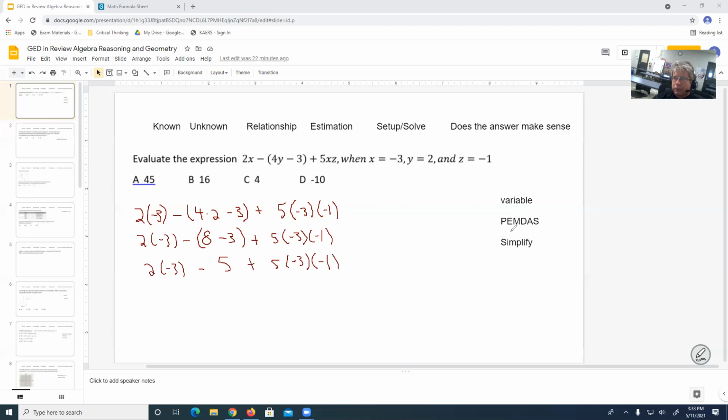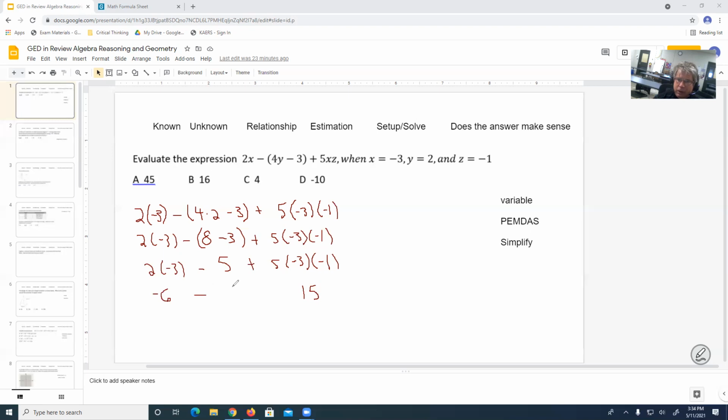So I did my parentheses. There's not any exponents. The next thing I look at is multiplying and dividing. Well, there is multiplication to be done, so I'm going to take care of my multiplication. So when I multiply 2 times -3, the way I do it is just multiply 2 times 3, which is 6. And since there's only one negative involved, that makes it negative. And over here, I have 5 times -3 times -1. The easiest way to do it is just go 5 times 3 is 15. 15 times 1 is 15. And since there's two negatives, that makes it turn into a positive. So that's been multiplied. So my multiplication has been done.